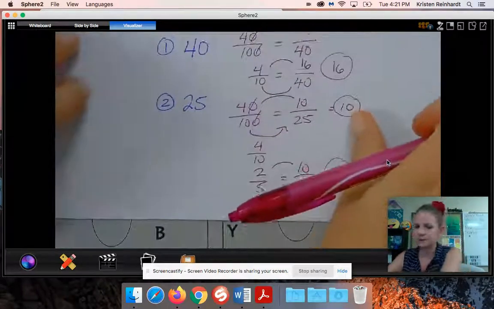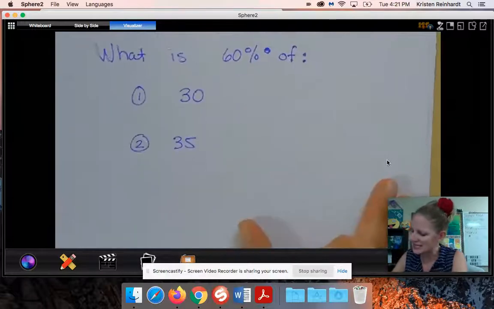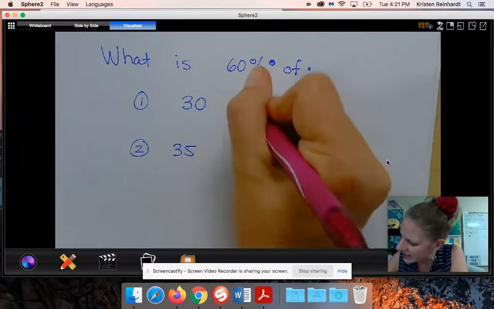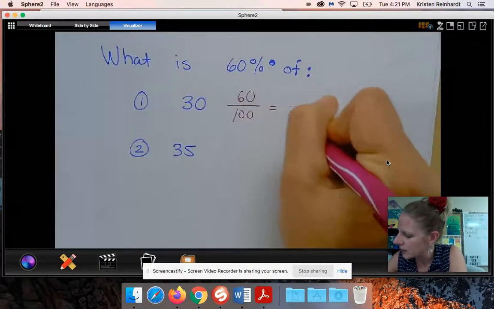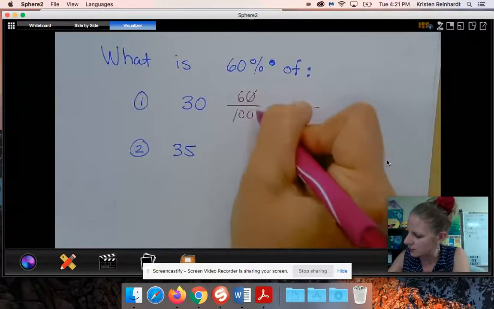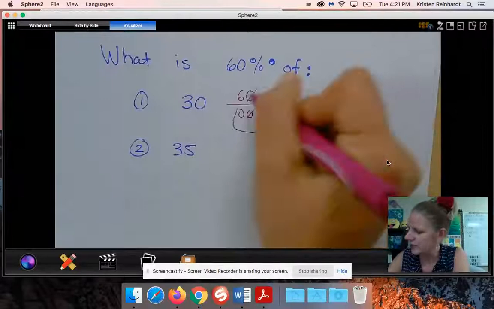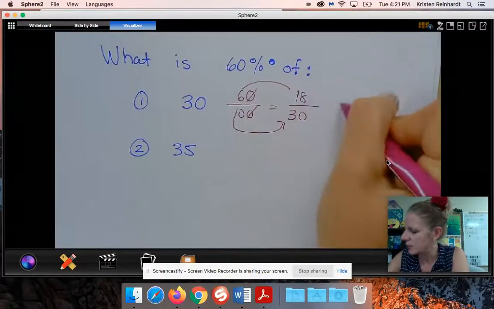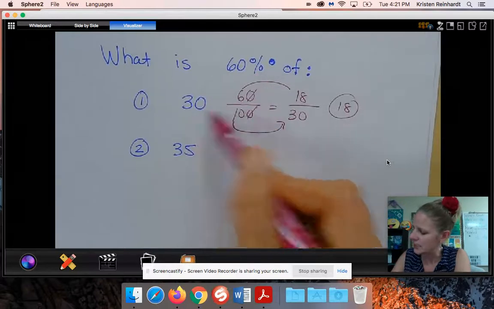All right, let's try another one. How about 60% of 30? Percent over 100, trying to get to 30. I can't get there, so remember, simplify. Times 3, times 3 would be 18. So 60% of 30 is 18.